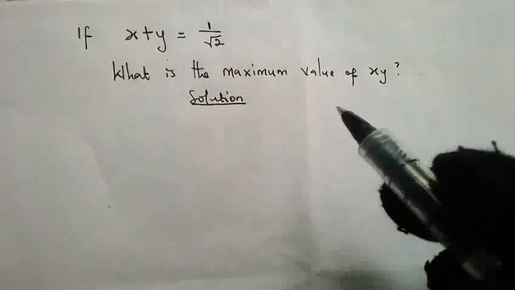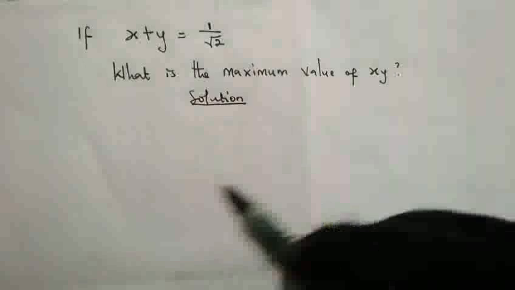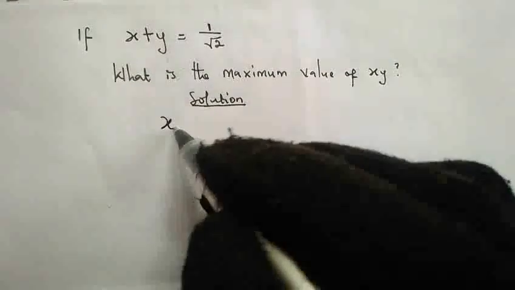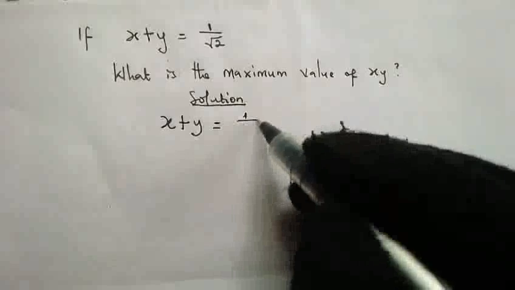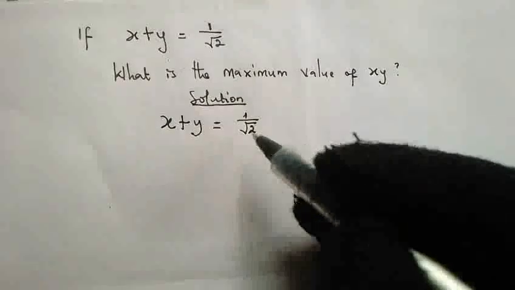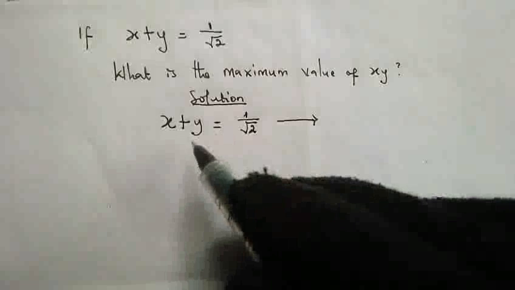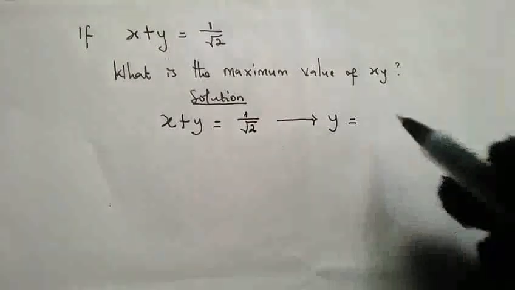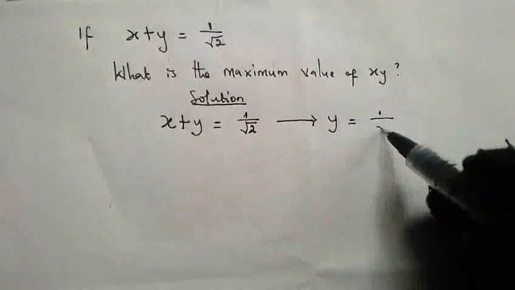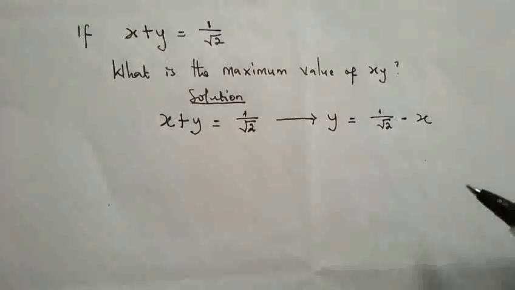I'll be using the calculus method to do this, okay? So we have here x plus y is equal to 1 over root 2. So here I'm going to solve for y in terms of x. So I have y is equal to 1 over root 2 minus x. Okay, keep following.